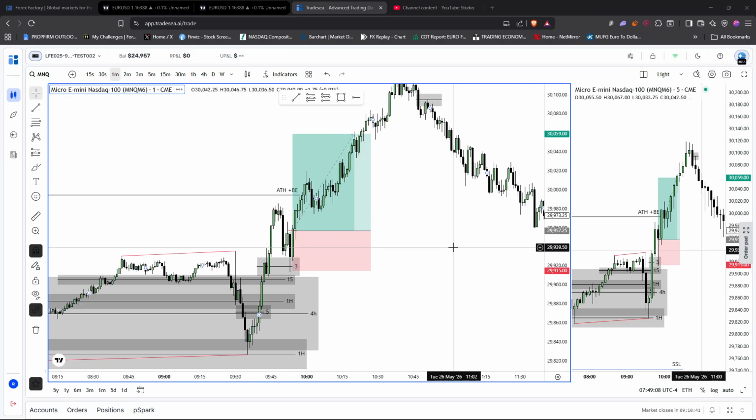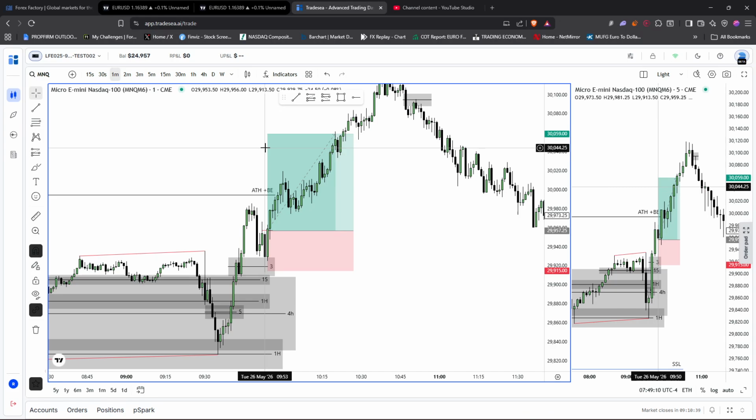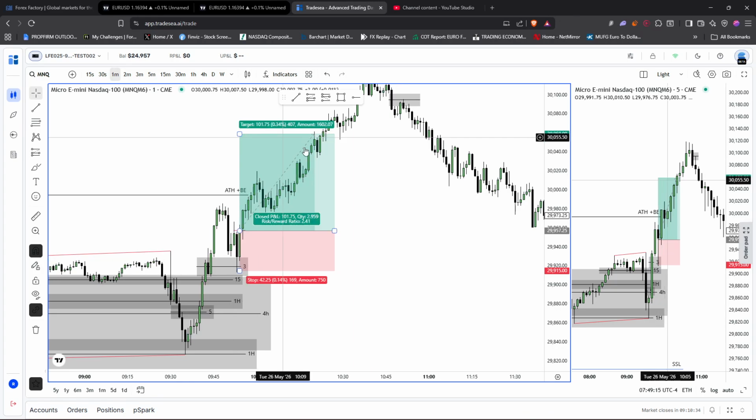So today we are going to be doing the trade recap of the trade I took on 26th May yesterday, and it was a trade in MNQ. So let's just jump right into the trade recap.